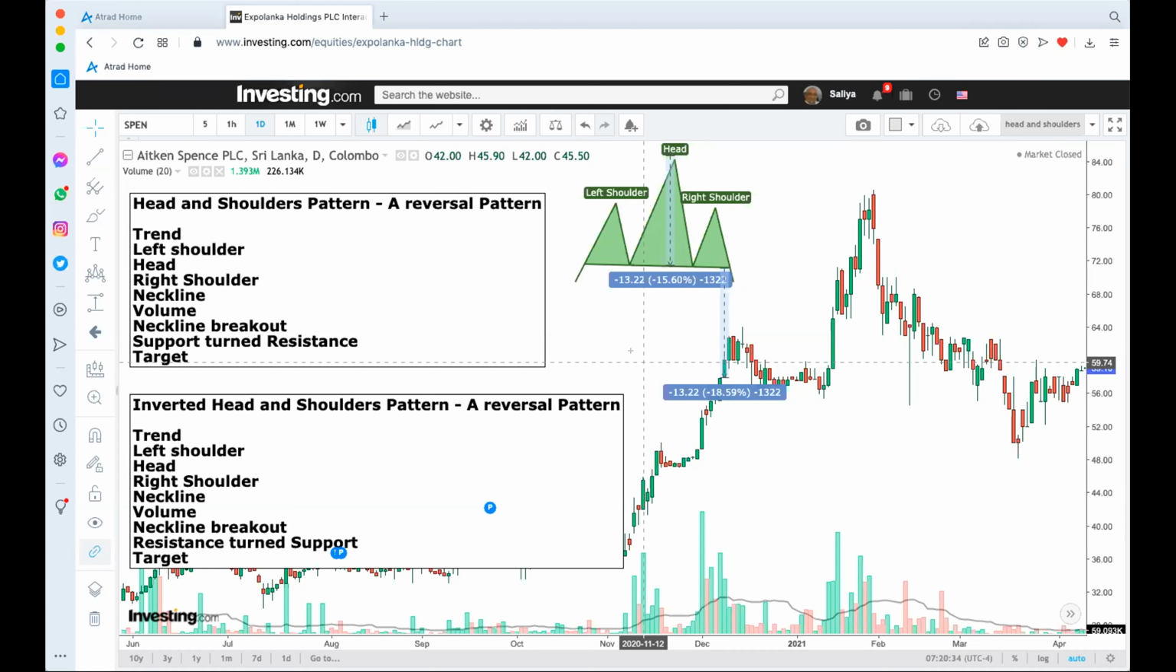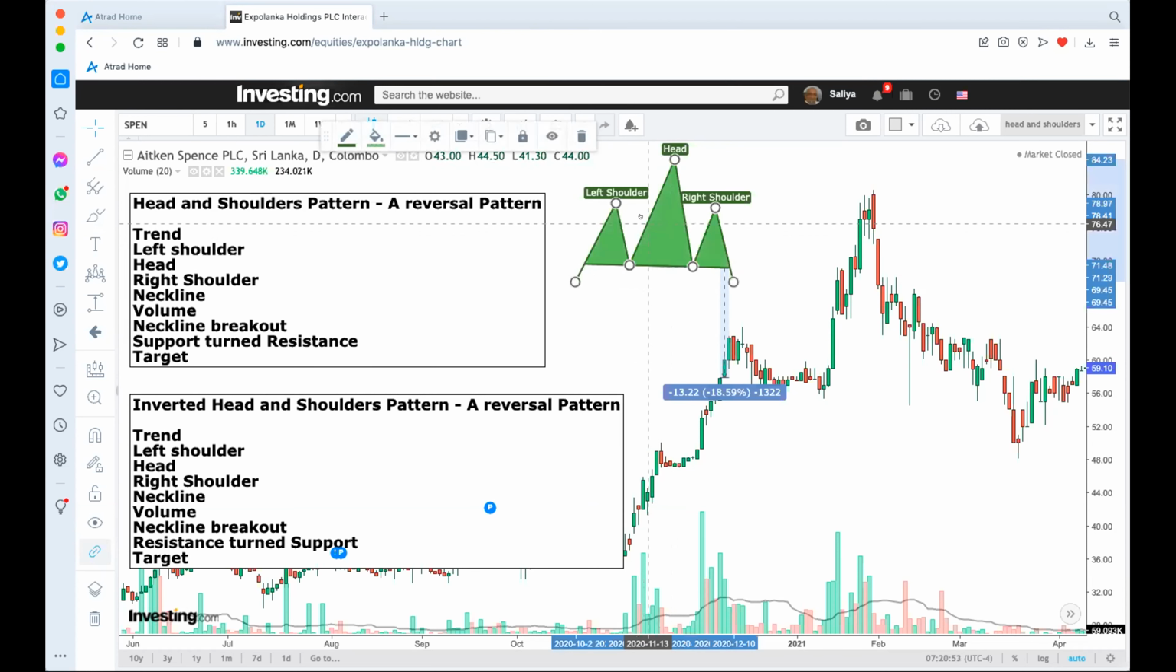Therefore, you need to have your own target for you to make a return, right? Now, this is how we do. We draw the projection and the pattern.